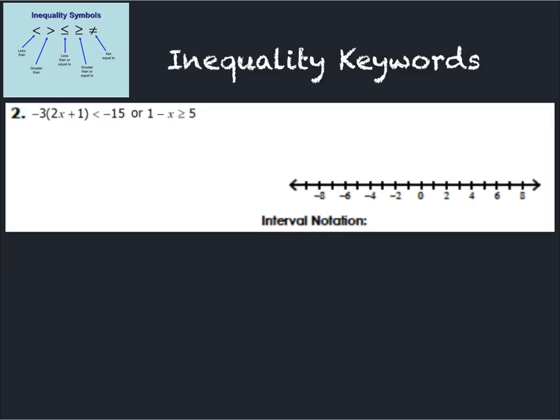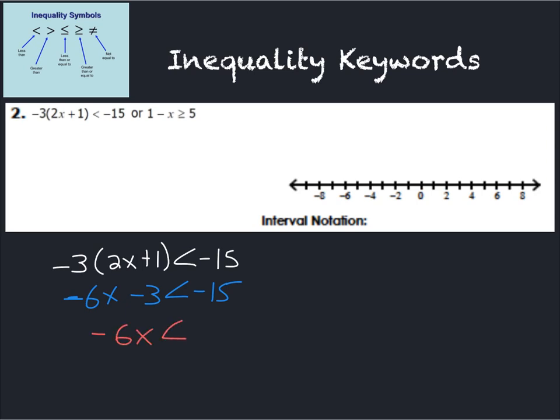Here's another OR. This time we're asked to solve, graph, and write the solution in interval notation. First we'd solve it and just separate them. Separate them and solve them the same way we did in class today with our inequalities. Our first inequality is that right there. We would distribute, and that would give us -6x - 3 is less than -15. Then we'd add 3 on both sides, which would give us -6x is less than -12.